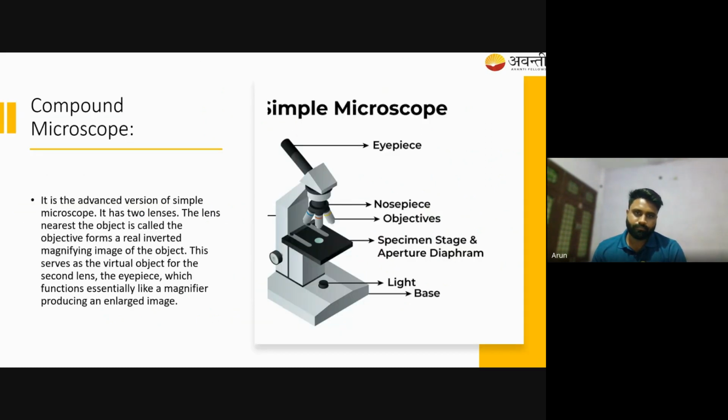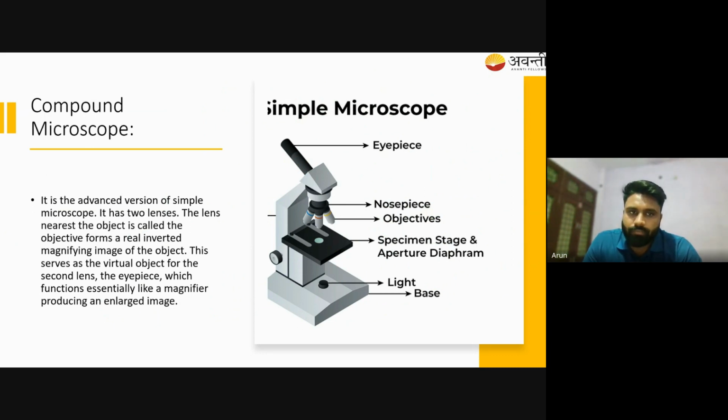Now compound microscope, and this is the one in which the question has been asked. ऐसा नहीं है कि पिछले वाले से नहीं पूछा जाएगा. From simple microscope there is also some chance of a question being asked.